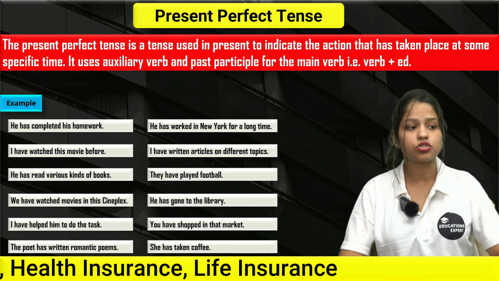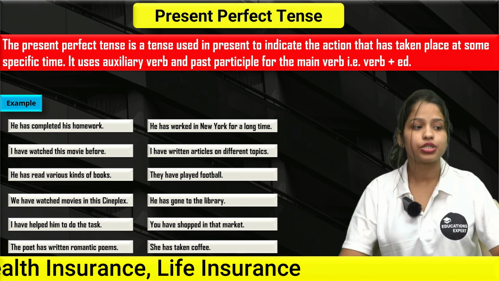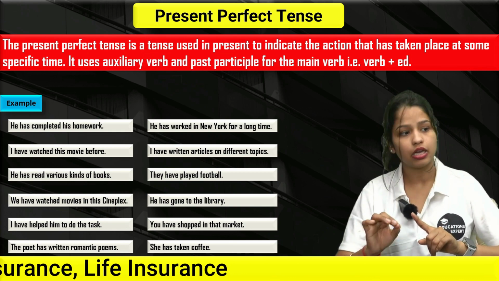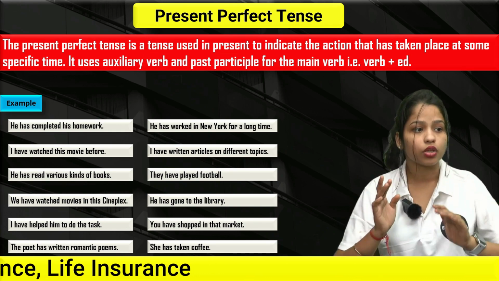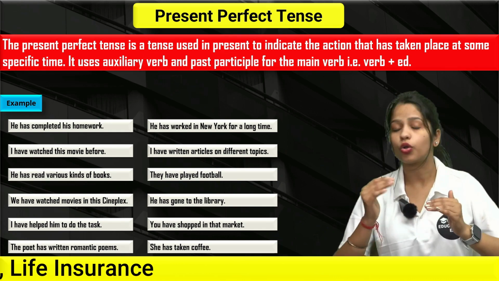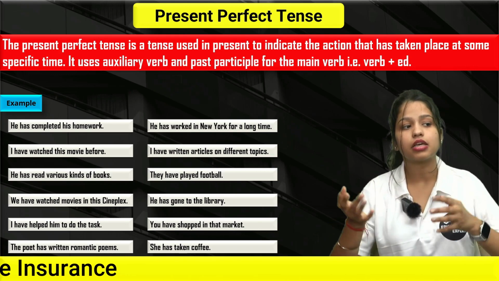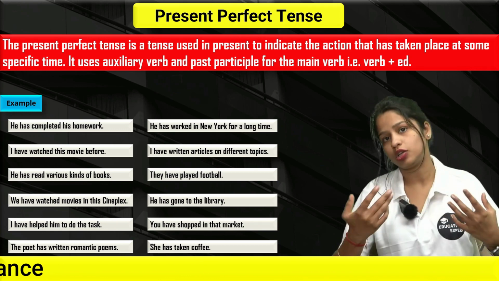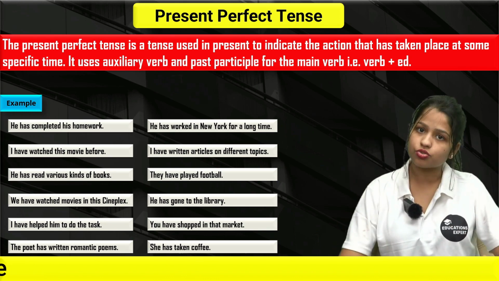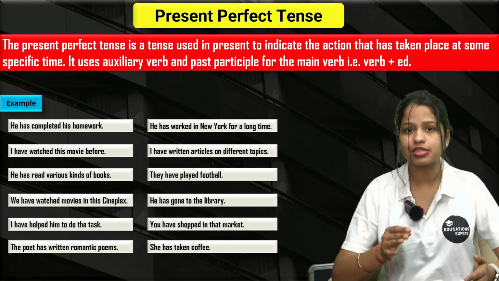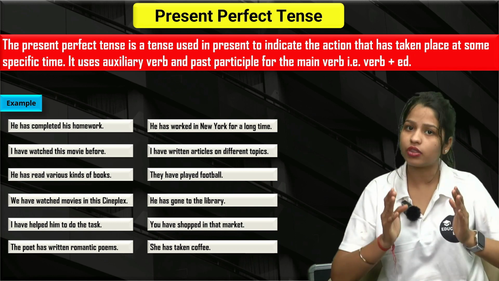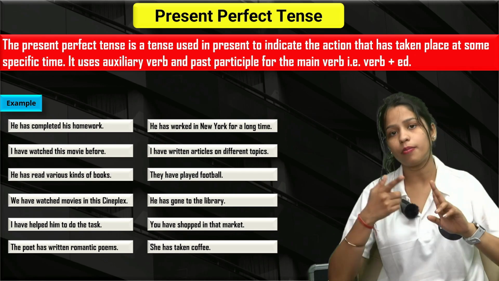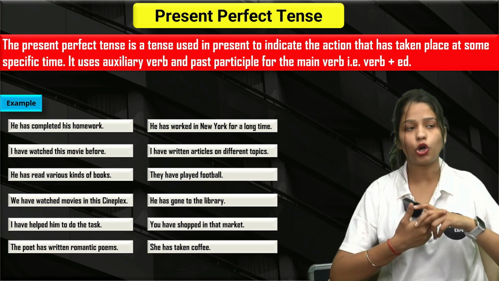Next up we have: you have shopped in the market. He has taken coffee. Take, took, taken. Write, wrote, written. Go, went, gone. So these are words that do not end with ed, and that's totally normal. What we actually want to say is that we have to use the third form of the main verb. Your sentences should be: auxiliary verb plus third form of the main verb. I hope this is clear for you.